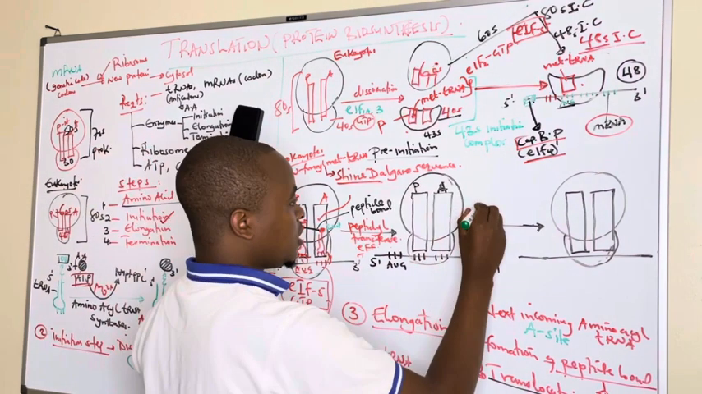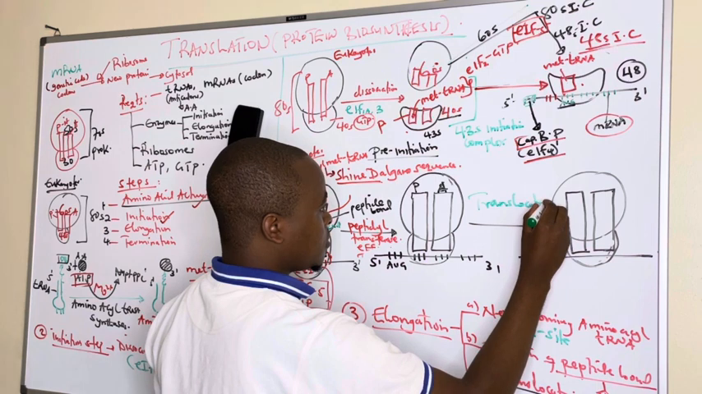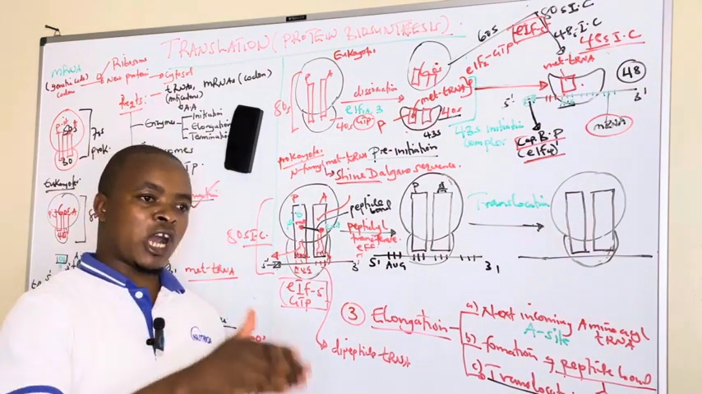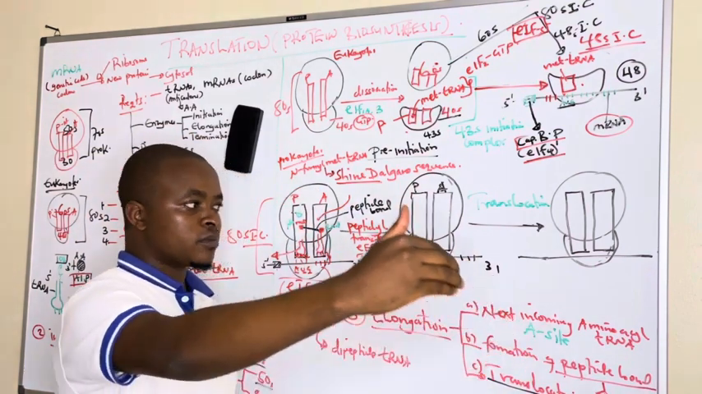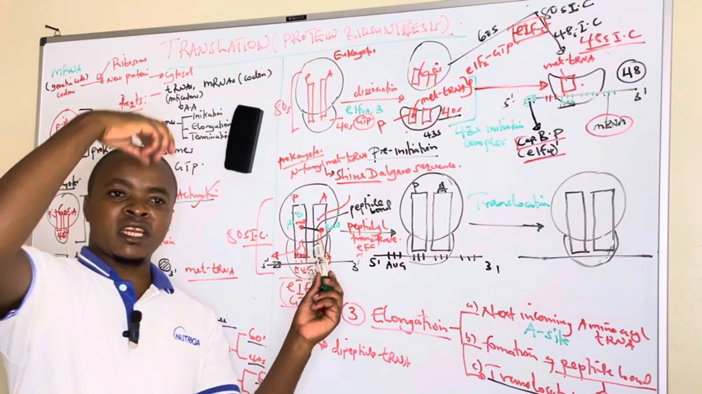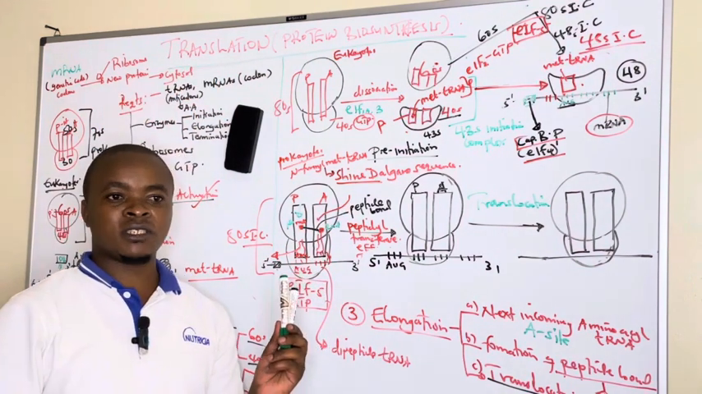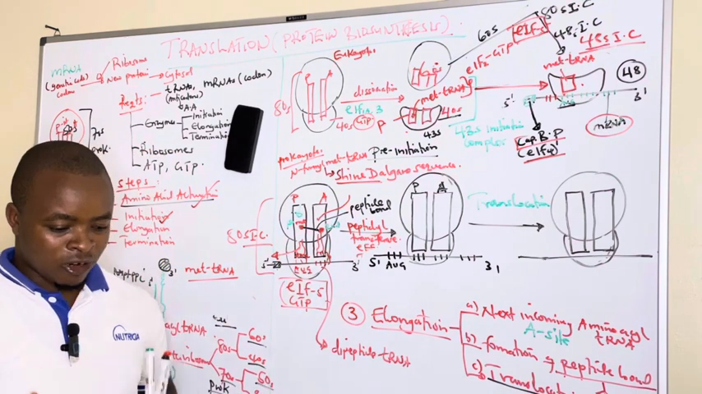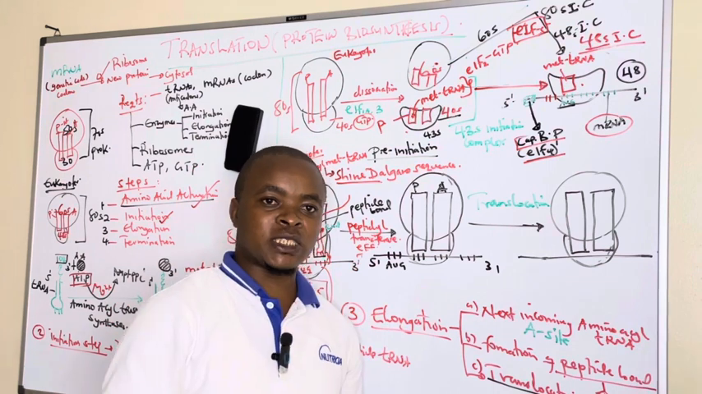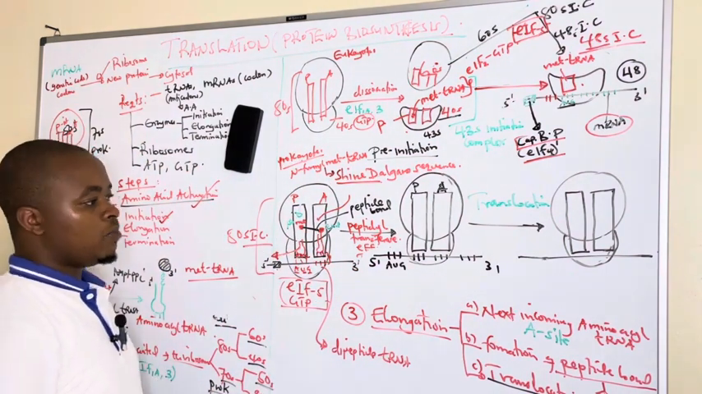This is translocation, whereby translocation is movement of the ribosome one codon forward to create space in the A site, because we need more incoming amino acids to bind in the amino acid site. So that's why the ribosome moves one step ahead, to empty the A site and allow more incoming amino acids to bind.